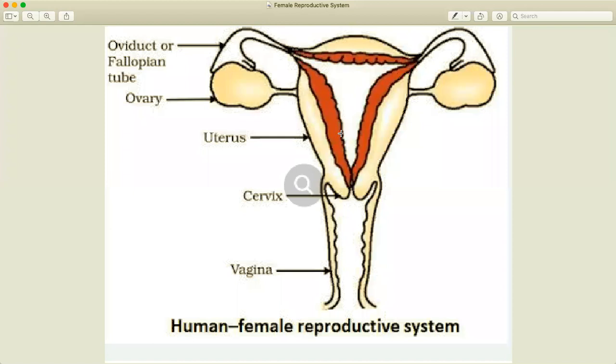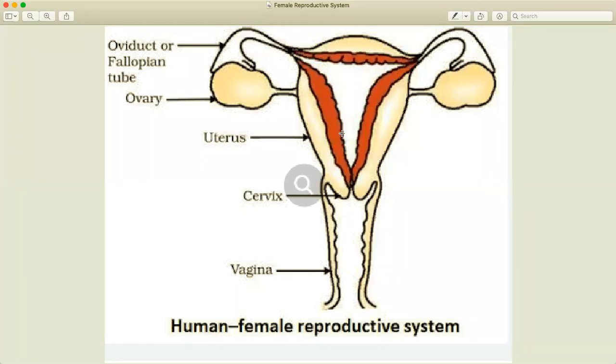Here it gets implanted, and then it starts developing. The zygote cells start dividing and forming a group or bunch of cells, which we call an embryo, and then the embryo further develops into a complete human baby, or you can say a complete fetus. So this is how, if the eggs are fertilized, the fetus develops, the human baby develops.